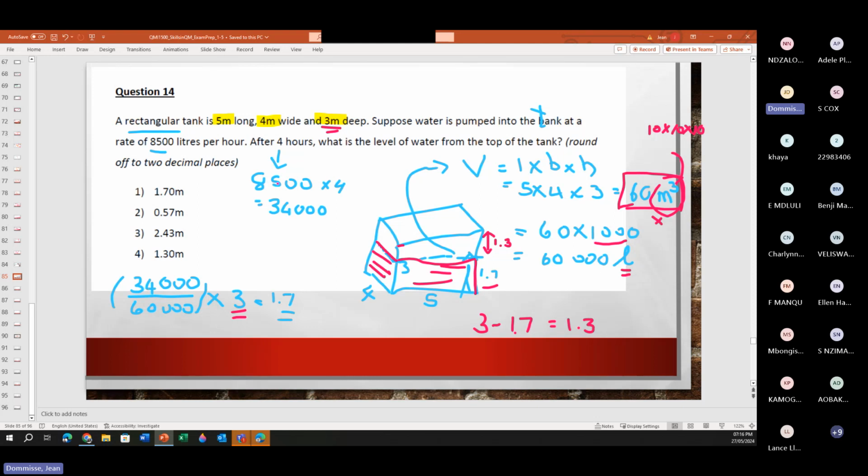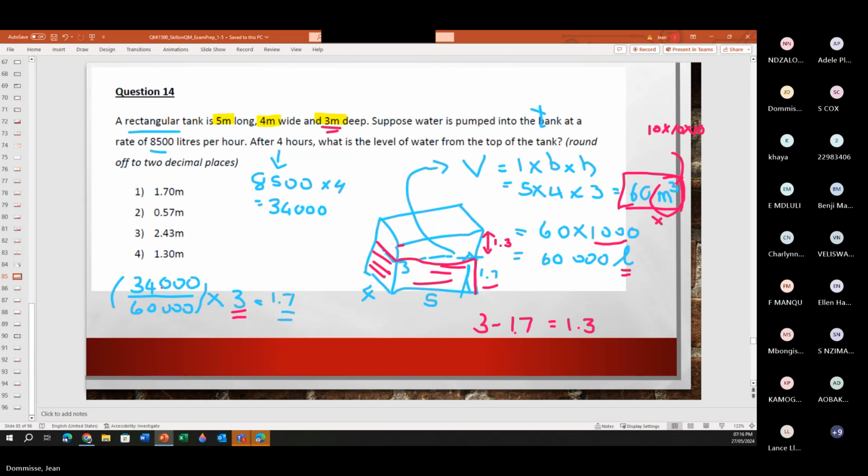I first worked out how much water will flow into the tank over 4 hours. So if 8,500 flows in an hour, in 4 hours it will be 34,000. So the tank was 34,000 liters full. I know the total capacity of the tank is 60,000. So then I know how much of that has been completed.